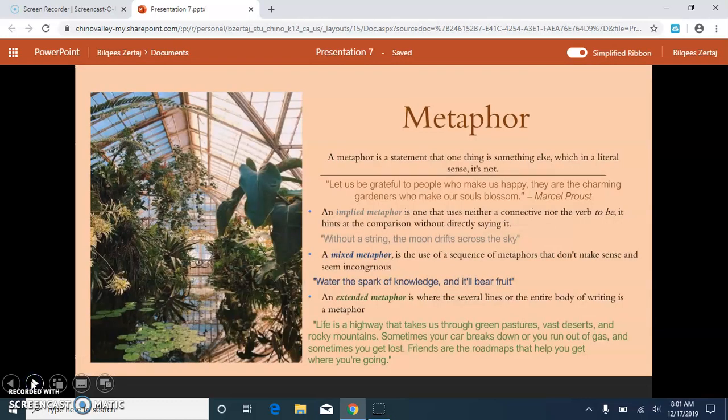A metaphor. Well, a metaphor is a statement that one thing is something else, when in a literal sense it is not. An implied metaphor is one that uses neither a connective nor the verb "to be." It hints at the comparison without directly saying it. A mixed metaphor is the use of a sequence of metaphors that don't make sense and seem incongruous. An extended metaphor is where several lines or the entire body of writing is a metaphor. So we can tell that there are various types of metaphors that can be used in poetry and literature.